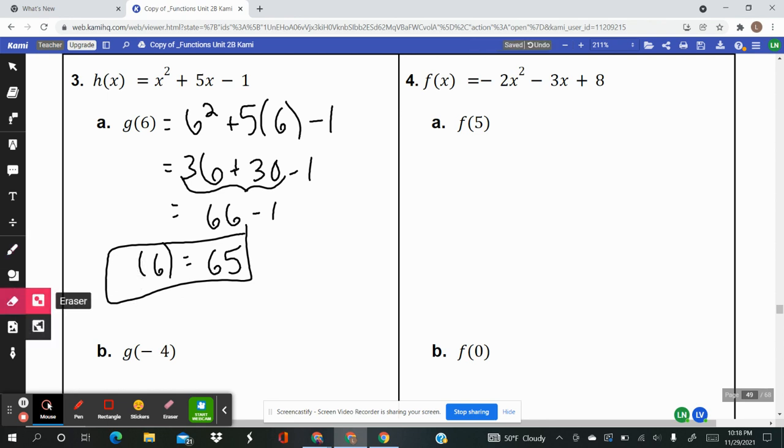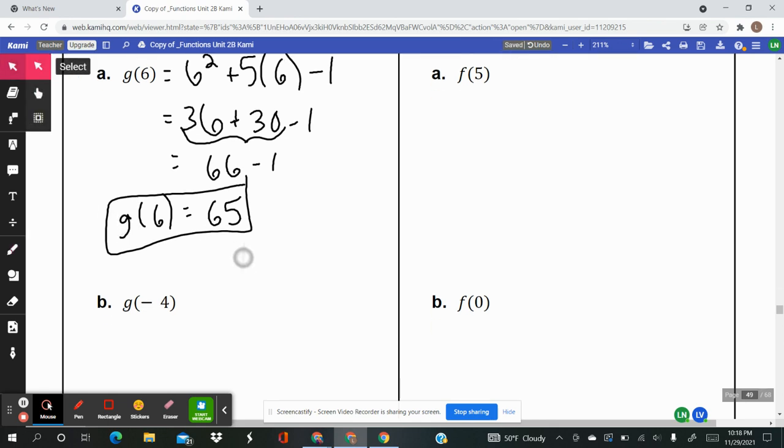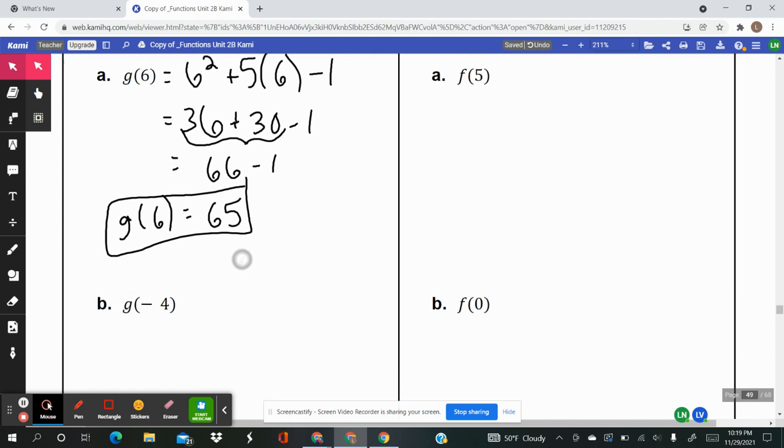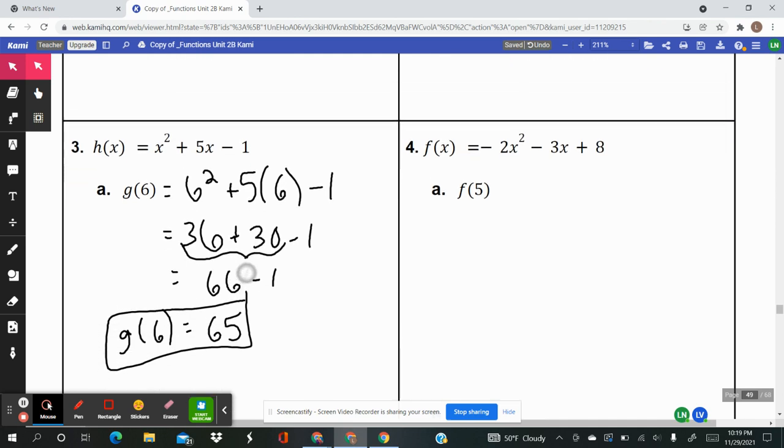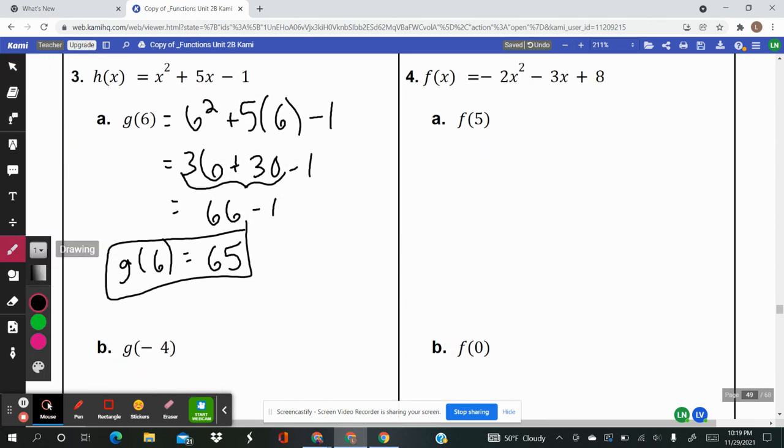Let me correct that G. For letter B, we're doing G of negative 4. So same equation. Oh, I apologize. Number 3 should say G, not H. But anyway, G of x equals x squared plus 5x minus 1. So it's going to be negative 4, that quantity squared, plus 5 times negative 4 minus 1.